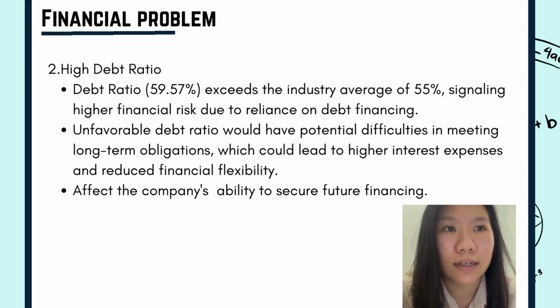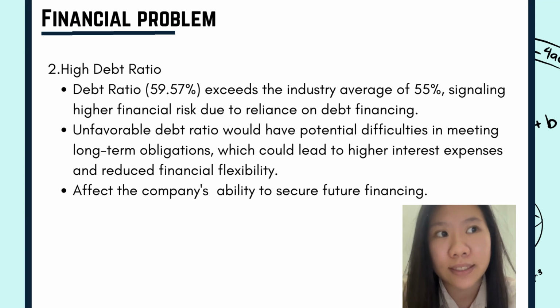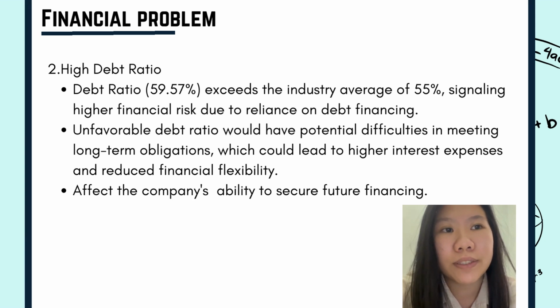And the following problem is the high debt ratio, where our debt ratio is 59.57%, exceeding the industry average of 55%, signaling a higher financial risk due to reliance on debt financing. An unfavorable debt ratio would cause potential difficulties in meeting long-term obligations, which could lead to higher interest expenses and also reduce financial flexibility. This would also affect the company's ability to secure future financing.